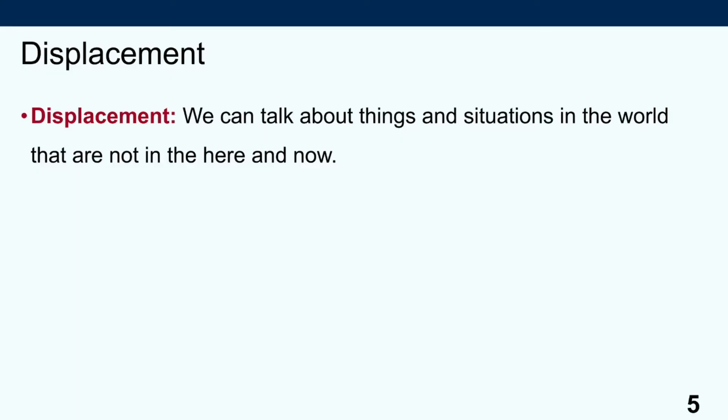Another important feature that we've already encountered in this course is displacement. Displacement means that we can talk about things and situations in the world that are not in the here and now. For example, if I tell you that my parents are going to buy a dog that will be called Cusco, then this sentence is speculating about what the world will be like in the future, so clearly I'm not talking about the world at present. Therefore, this is applying the principle of displacement.